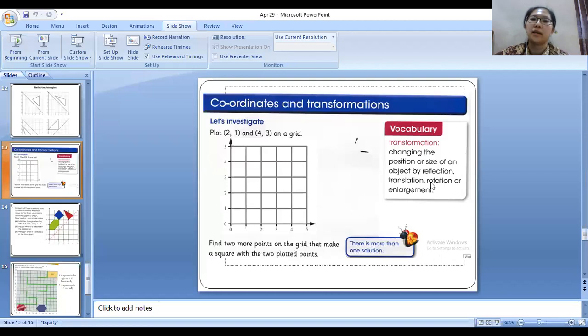Next, look at your book, page 118. You're going to do this. Let's investigate. First, you plot 2.1 and 4.3 on the grid. Then you find two more points on the grid that make it a square. You plot them, and then you write down the coordinates of those two points. There is more than one solution. Let me see how many you can find. Remember, you have to submit this to your teacher. Next, question number 1.